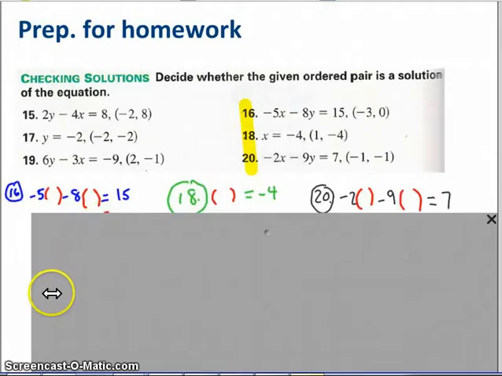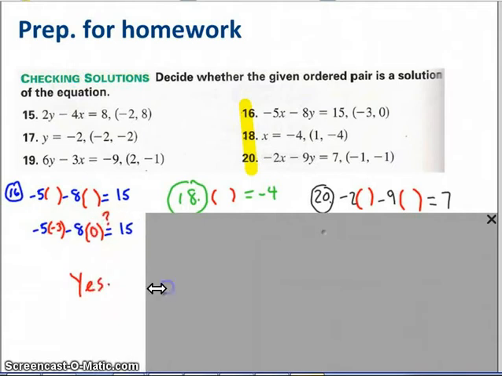So, 16, turning -5x minus 5y equals 15 into a way of answering the question. In place of the x and in place of the y, I've put parentheses, placeholders. I'm going to try -3, 0 in those parentheses. I plug -3 and 0 in there, and sure enough, it does turn out to be 15. Why? Because -5 times -3 is 15. That's 0. 15 plus 0 is 15, so the answer is yes.